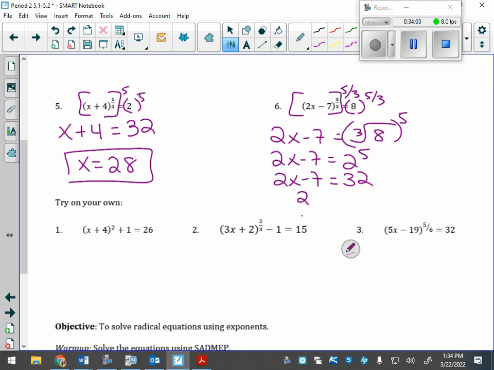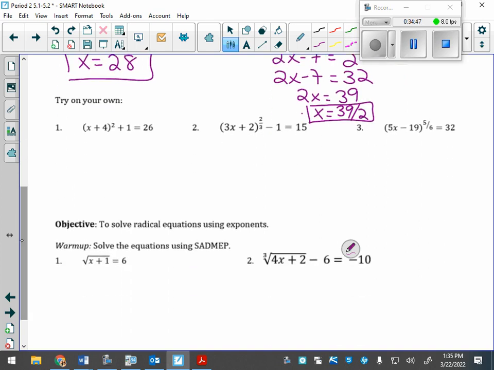Okay, so you have 2x equals 39. X equals 39 over 2. Okay, all great and dandy, right? Number 6, did we take an even root or an odd root? Odd, right? The cube root is odd. So, even with rational exponents, when you're taking the reciprocal and your denominator is even, how many solutions should you have? Ma'am? 2.